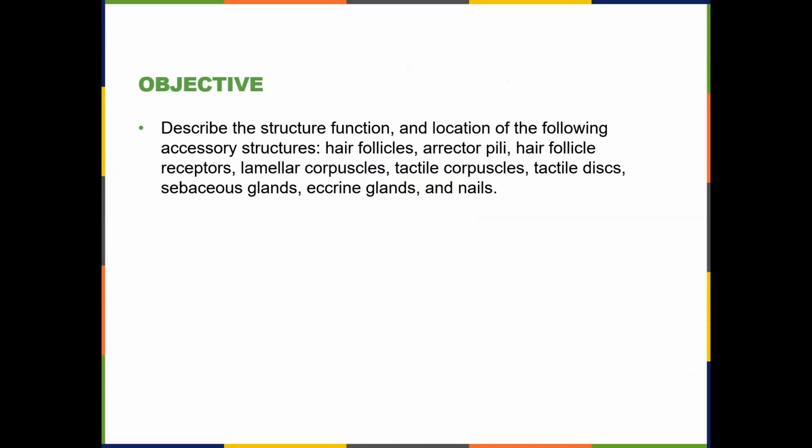In this video, you'll learn about the major accessory structures of the integumentary system, including hair follicles, erector pili, hair follicle receptors, lamellar corpuscles, tactile corpuscles, tactile discs, sebaceous glands, eccrine gland, and nails.